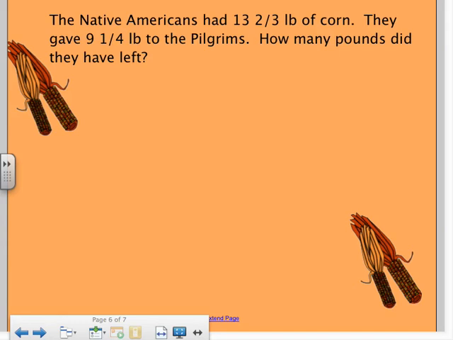All right, the Native Americans had 13 2/3 pounds of corn. They gave 9 1/4 pounds to the Pilgrims. How many pounds did they have left? Go ahead and hit pause, work out your answer, and then hit play to see how you did.